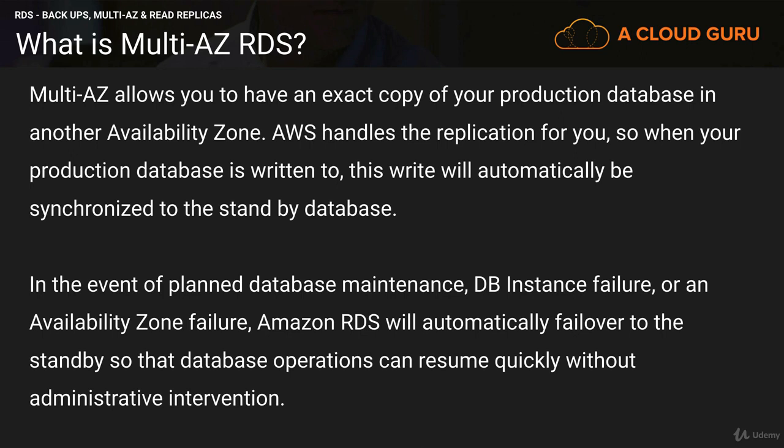handle the replication for you. So when your production database is written to, this write will automatically be synchronized to the standby database. And so in the event of database maintenance or a DB instance failure or an availability zone failure, Amazon RDS will automatically fail over to the standby so that the database operations can resume quickly without administrative intervention. So it fails over automatically. Your downtime is going to be very, very limited, probably only a minute or so.